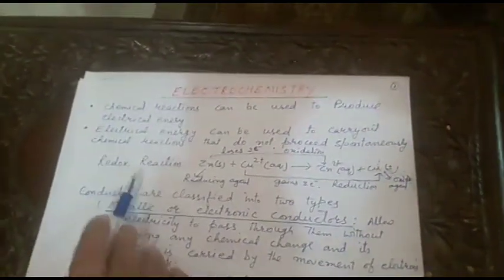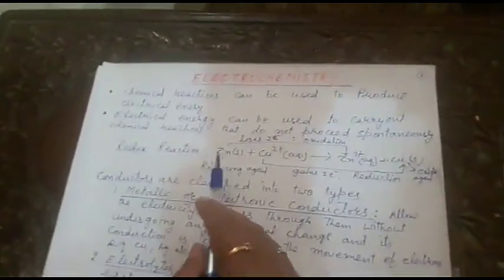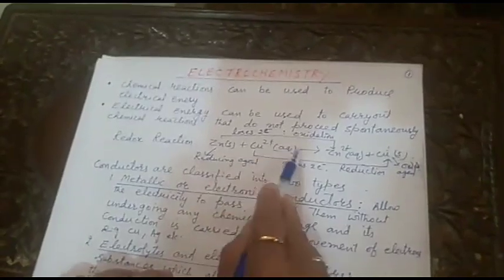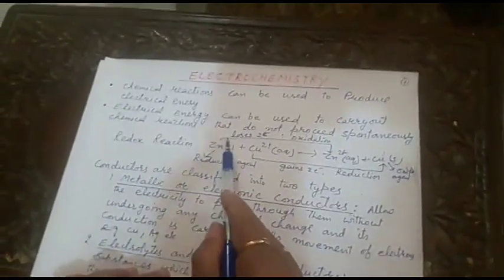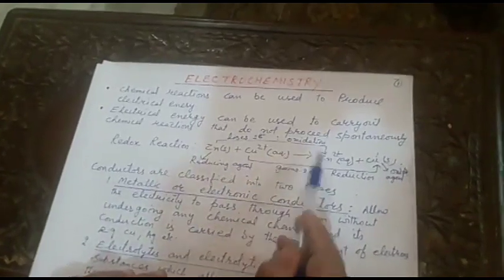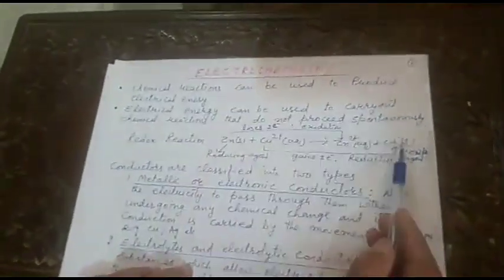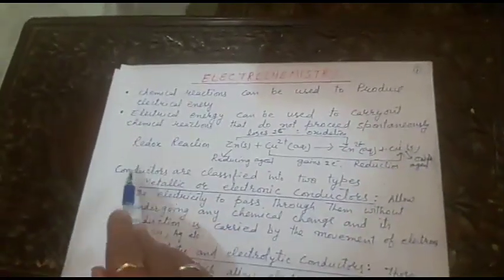Previously, you have read about redox reactions. For example, a redox reaction is zinc solid plus copper ions giving zinc ions plus copper solid. Here there is loss of electrons, this is the oxidation part, and there is gain of electrons, this is the reduction part. This is the reducing agent, this is the oxidizing agent.